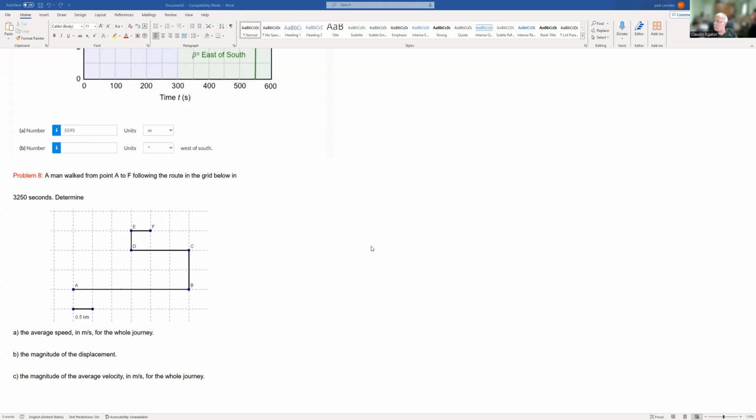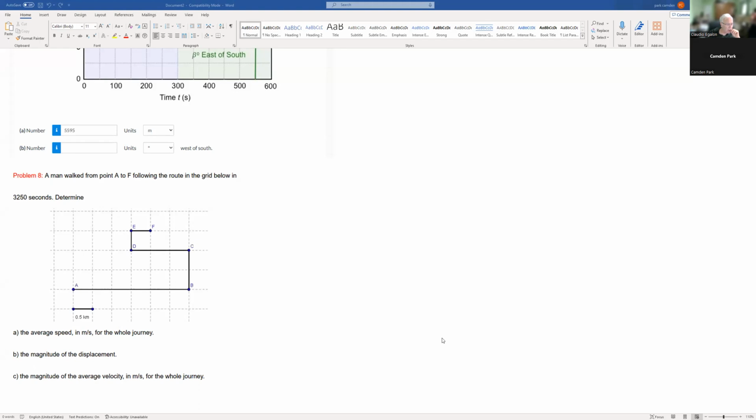I know how to do the A, but I'm not too sure about the B and C, because this is almost exactly the same thing, right? Okay, that's the average speed. The magnitude of the displacement is going to be the distance from A to F, okay?